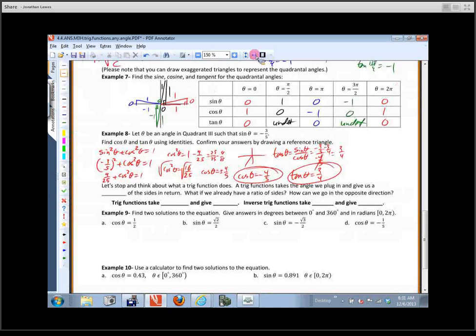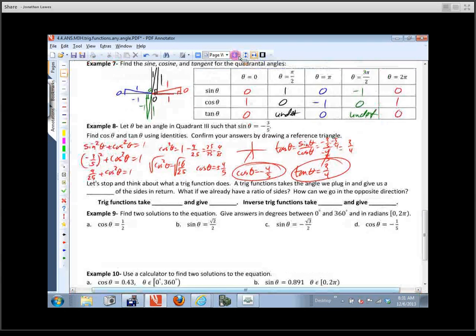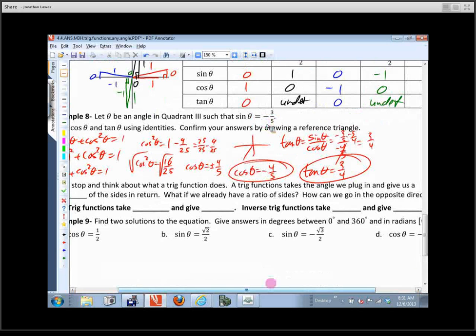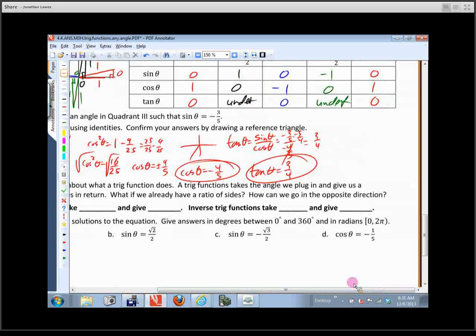Okay, it says confirm the answer by drawing a reference triangle. So here's what I want you to think about on this one. They gave us the sine ratio, and they told us that it was in quadrant 3. What two sides are these? This is the opposite and the hypotenuse, or you could think of it as the y over the r, right? If the ratio there is negative, is the hypotenuse or the radius ever negative? Never. So that means the numerator's got to be the negative one.